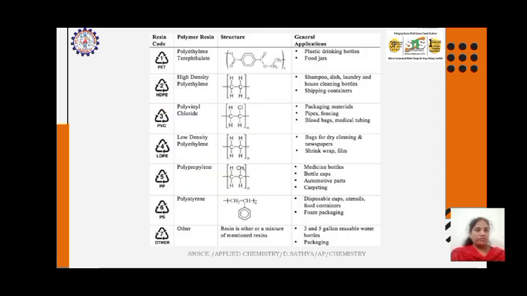These are the structures of the recycling codes with their chemical names and general applications. PET is used in plastic drinking bottles and food jars. Number 2 is used in shampoo bottles and laundry and household cleaning bottles. PVC is used in packing material, pipes, blood bags and medical lines. Number 4, low density polyethylene, is used in bags for dry cleaning and newspapers. Number 5, polypropylene, is used in medicine bottles, bottle caps, automotive parts and carpeting. Number 6, polystyrene, is used in disposable cups, food containers and foam packaging. Other low grade polymers are used in water bottles. Numbers 3 to 5 are for reusable water bottles and packing.